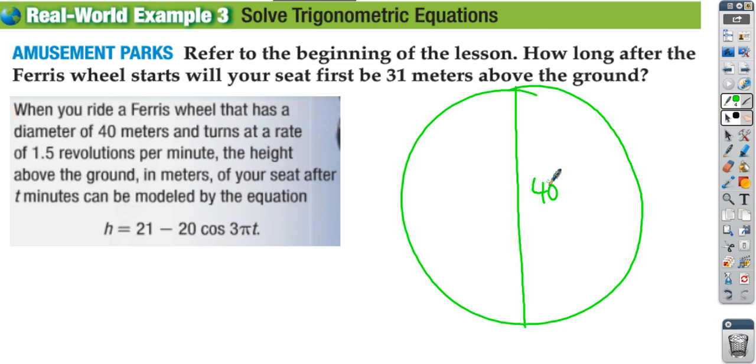And the question is, how long after the Ferris wheel starts will your seat be 31 meters? So that basically means find when h equals 31. And the way that we can do that is solving as we would normally solve an equation.